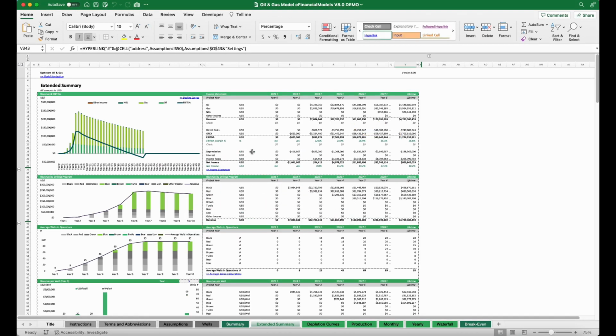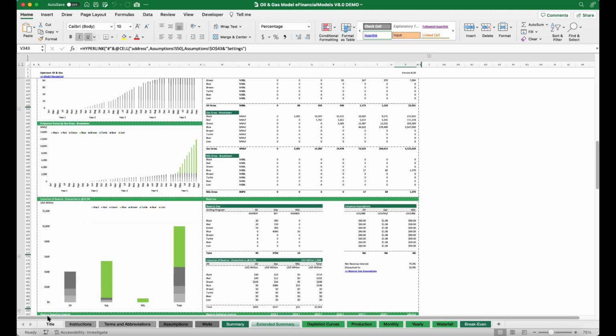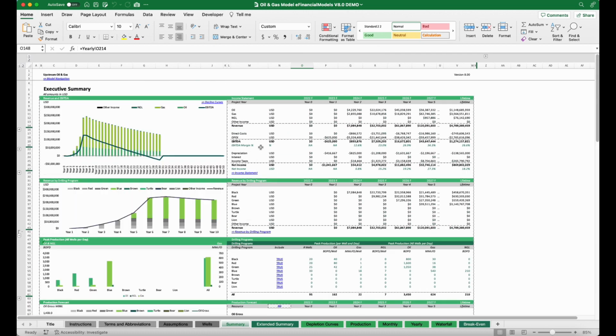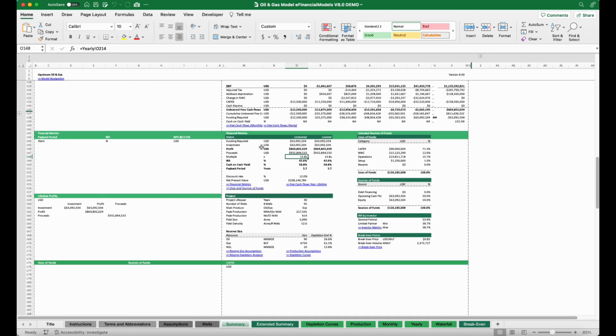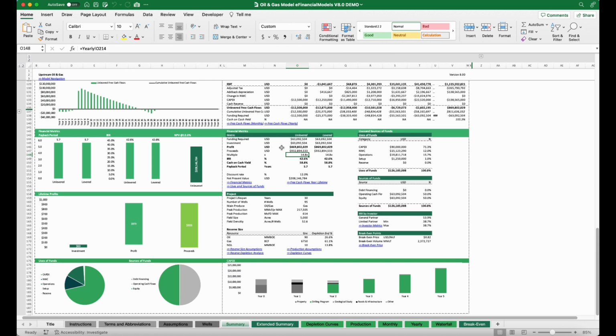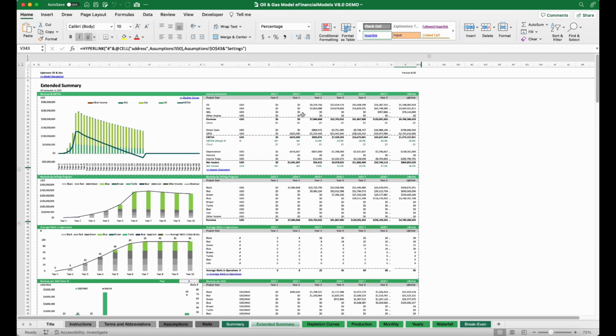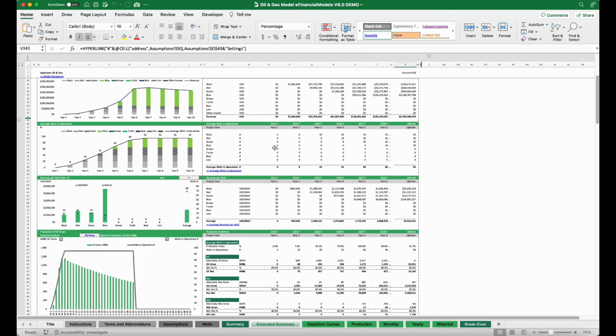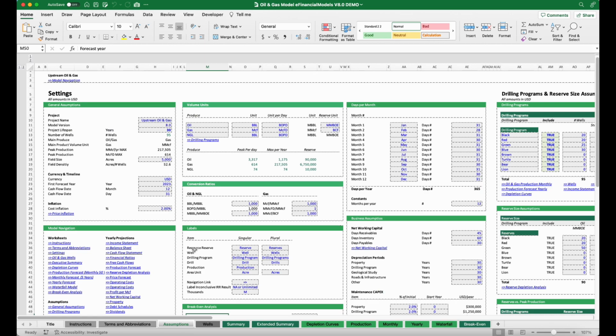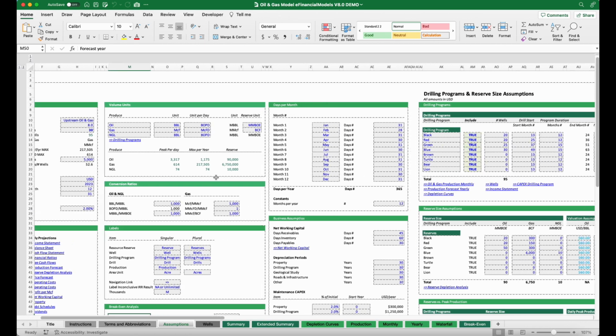The structure of this spreadsheet template is that we have different worksheets. I'm now on the executive summary sheet, which basically summarizes the key outputs of this model and results in the financial key metrics, which can tell you how attractive this project is at the end of the day. We have an extended summary, which starts from the financial projections but also gives you more breakdowns of all the financials. Then we have one main sheet which summarizes all the assumptions.